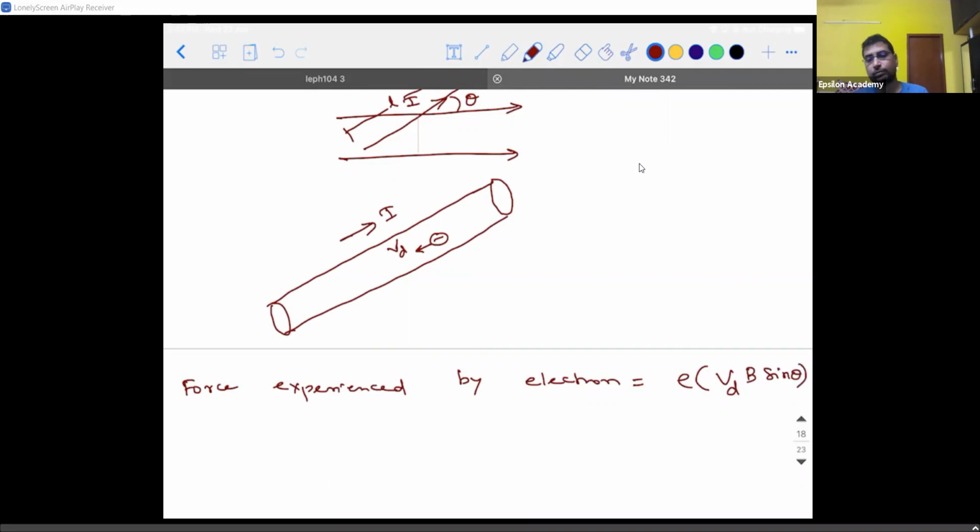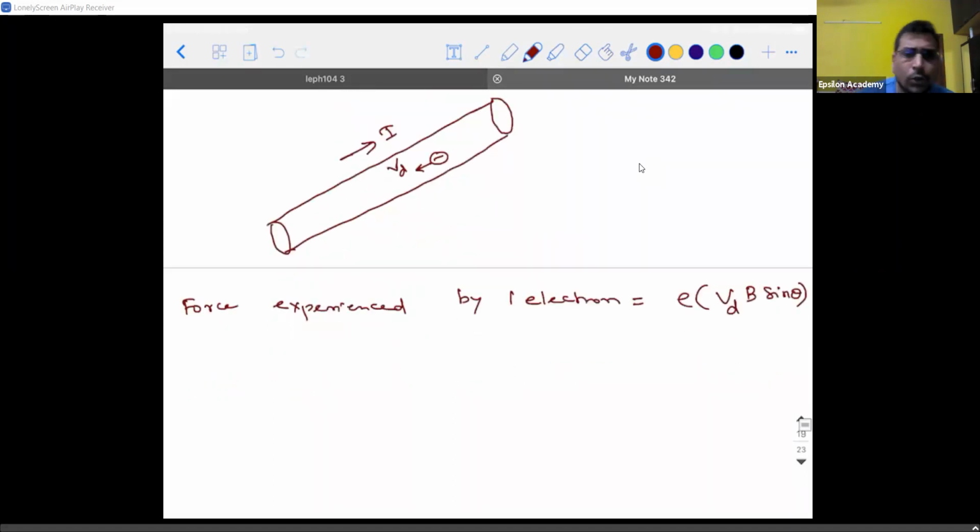Accepted? I didn't take the minus sign here because I was not concerned about the direction. Direction I thought I can take care of it later. So I am interested only to calculate what is the force experienced by one electron. I'll make it more specific. One electron, or an electron. Then what is going to be the force experienced by N electrons, guys? It is going to be capital N into E into Vd into d sine theta.